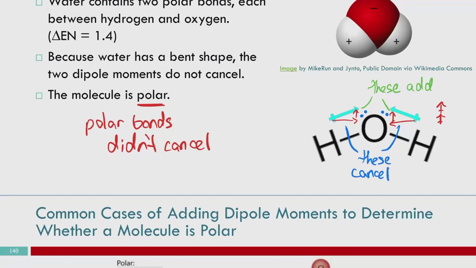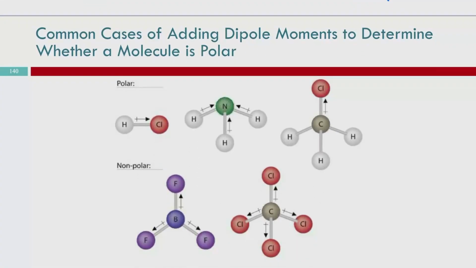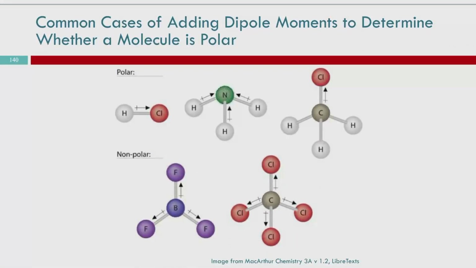Okay, so these are some of the common cases that we might encounter of where we can get a polar or nonpolar molecule. We've got our polar examples up here on the top. We've got a diatomic molecule, so we've just got 2 atoms. We've got a polar bond. There's nothing to cancel it out. We don't have something pulling in the opposite direction. And so the molecule is polar because that dipole is uncanceled out.